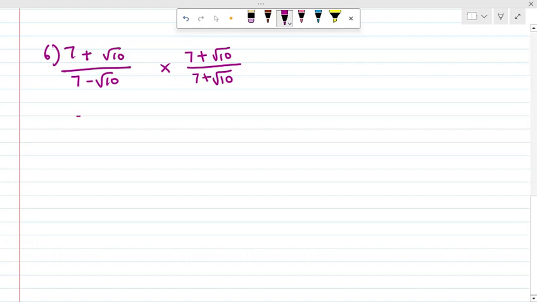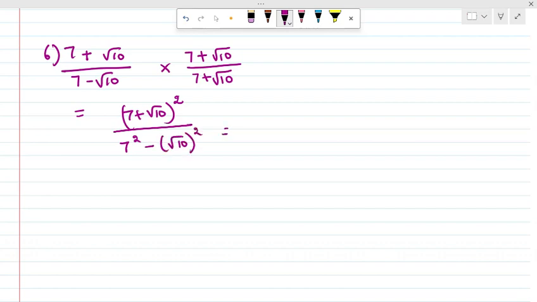Now, up it will be, both are 7 plus root 10. That means 7 plus root 10 the whole square divided by again 7 square minus root 10 the whole square. Why I have written like this? This is a minus b, a plus b. A minus b into a plus b is a square minus b square. Here a equal to 7 and b equal to root 10. Let it be like that.